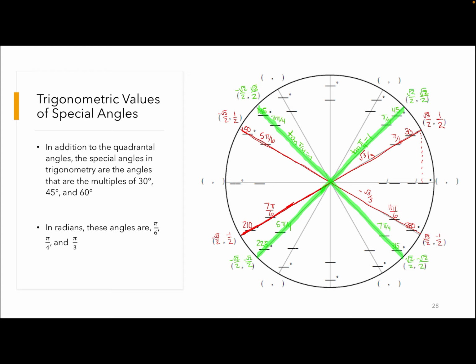And so the last special angle that we have is all of the angles that use 60 degrees as a reference angle. So we have 60 degrees in radians, that's pi over 3. In quadrant 2, that is 120 degrees, and that is going to be 2 pi over 3. In quadrant 3, that is 240 degrees, and that is 4 pi divided by 3. And in quadrant 4, that is 300 degrees, which is 5 pi divided by 3.